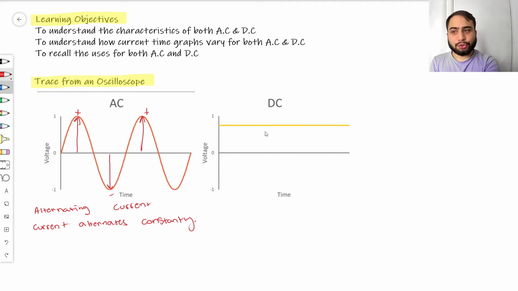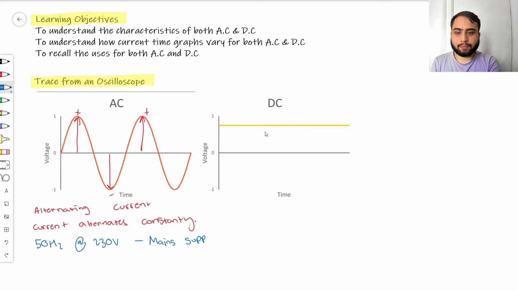Okay, in the UK, the frequency, so how many times in a second that the current alternates, is 50 hertz at 230 volts. This is something that you need to know. So this is mains supply. So your plugs in the wall output 50 hertz of AC current at 230 volts.